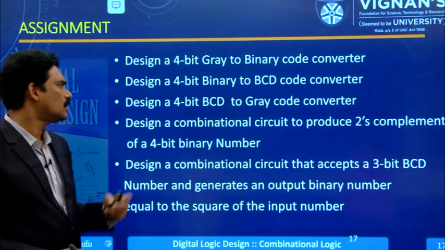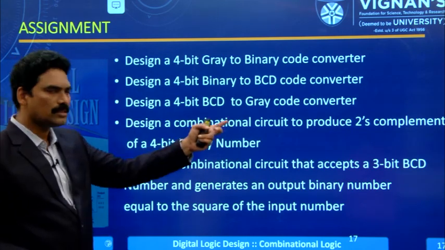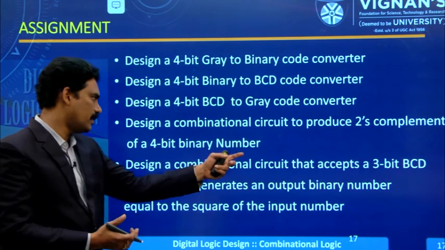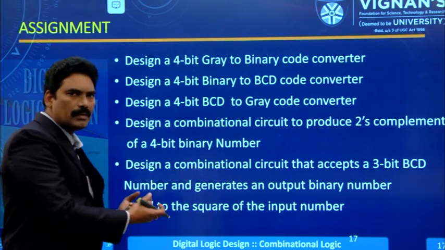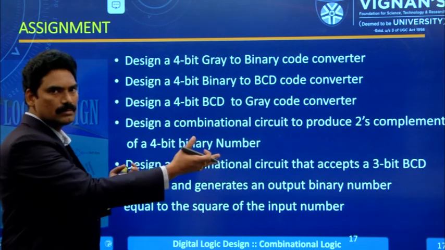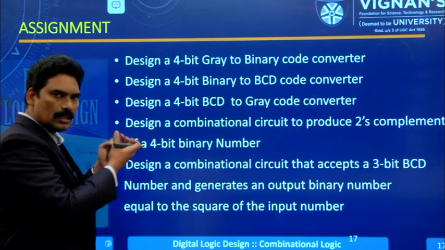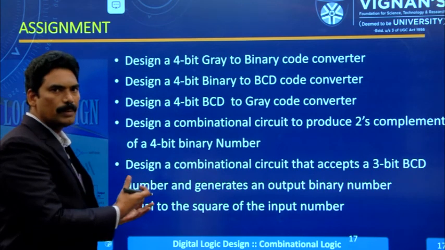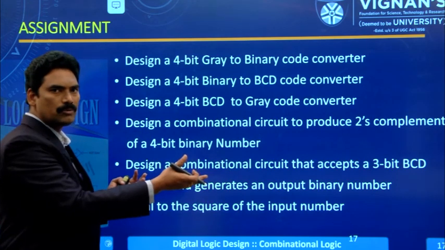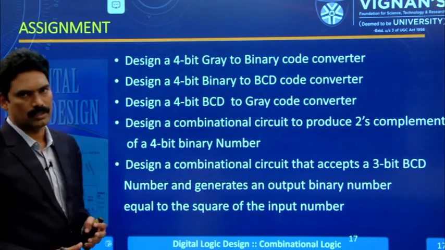What are these questions? Design a combinational circuit to produce the 2's complement of a 4-bit binary number. We are giving 4-bit binary numbers. We have to find the right hand side, which is the 2's complement of that number. First, the binary combinations will be there, and on the right side the 2's complements will be there. We have to design the circuit for that.